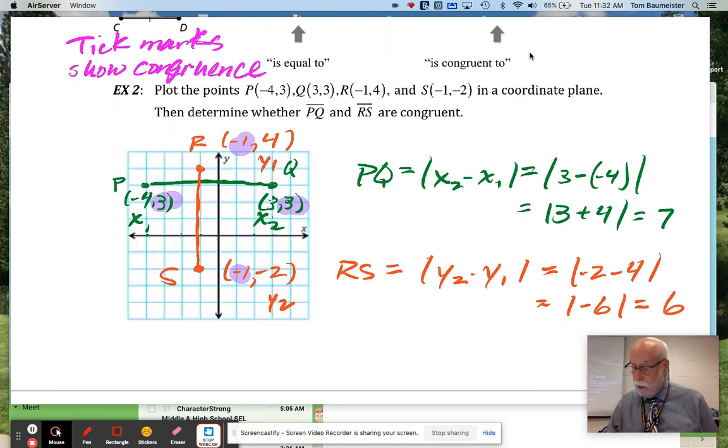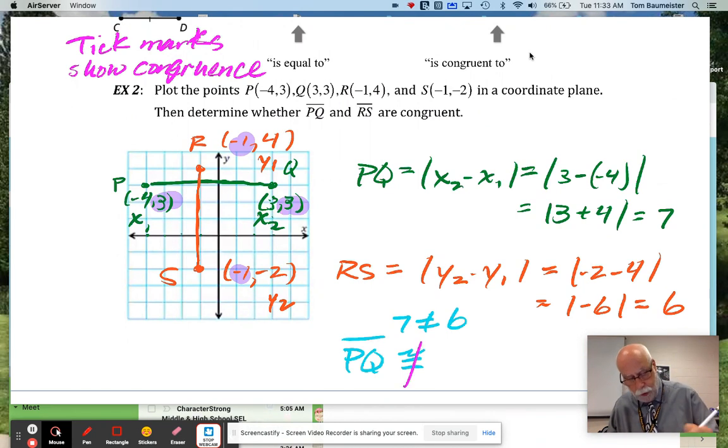So our distance for PQ is equal to 7. Our distance for RS is equal to 6. So we know that 7 does not equal 6. So we can state that line segment PQ is not congruent. So again, to show it's not, I'm going to put a line through it. It is not congruent to line segment RS.